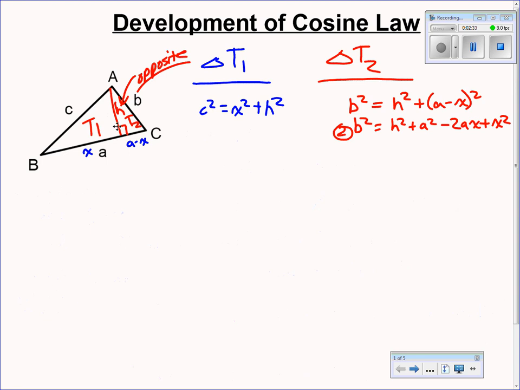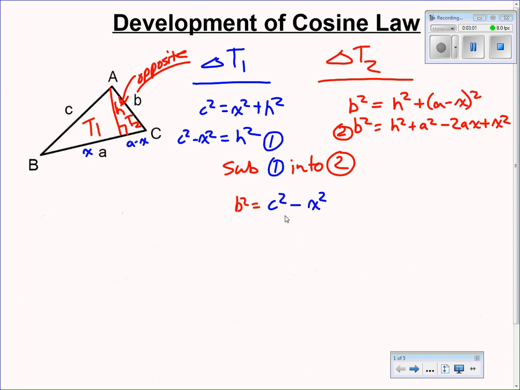Now, we said that the thing that linked these two triangles was the h term. So what we're going to try and do is eliminate the h term from this equation that I've labeled as equation 2. So equation 1 is going to be this equation solved for h squared. So now you're going to have h squared is equal to c squared minus x squared. So we're going to sub equation 1 into 2, and what we're going to end up with is something like this: b squared equals (c squared minus x squared) for our h squared, substituted, plus a squared minus 2ax plus x squared.